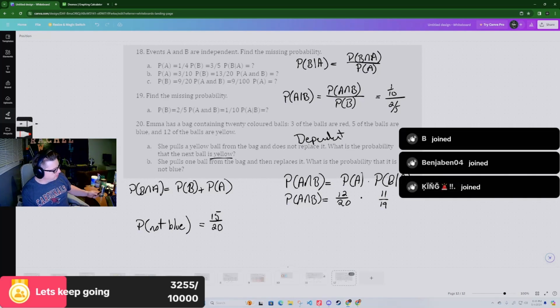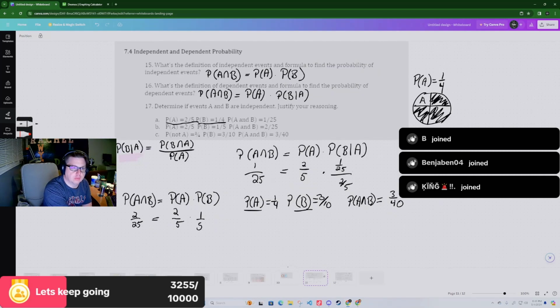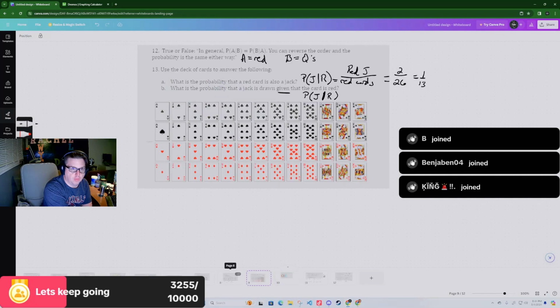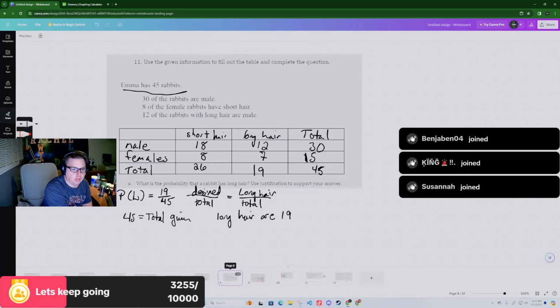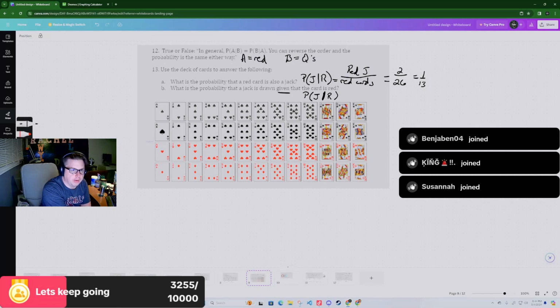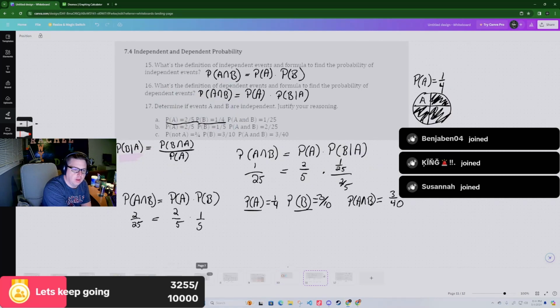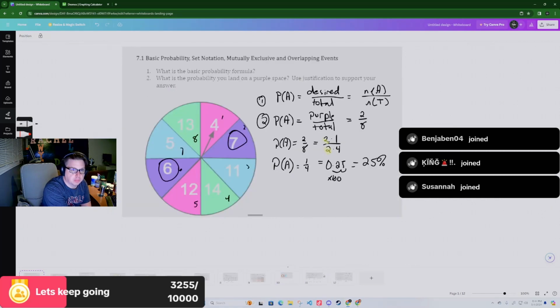All right. We did a lot of probability. We finished off with independent, dependent. Before that, I didn't even put 7. Oh, man. Well, 7.2 was two-way tables. So 11 and 10 were the two-way tables. And then we did conditional probability. Sorry, it wasn't labeled. But this is 7.3, conditional probability. And then two-way tables. And then basic probability. Set notation. Mutually exclusive and overlapping events. There was a lot in 7.1. It was really kind of laying that foundation, which was why there were so many problems on 7.1.